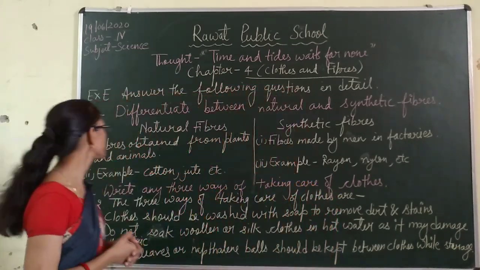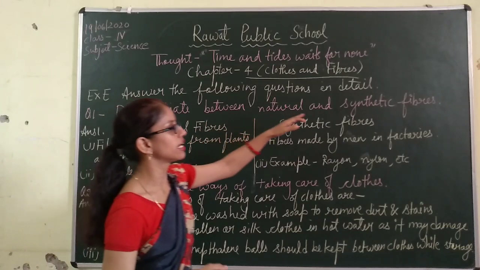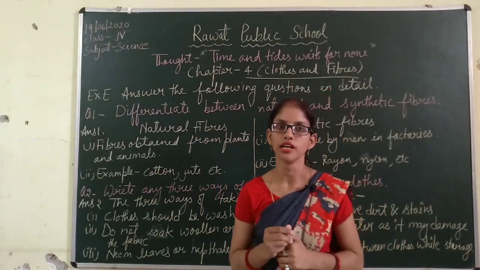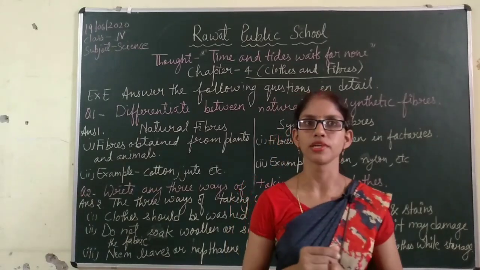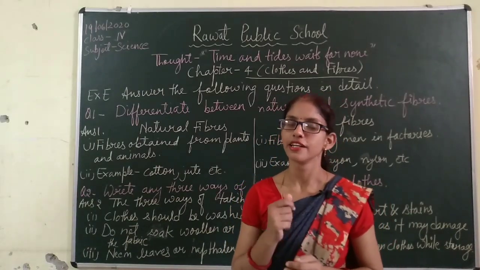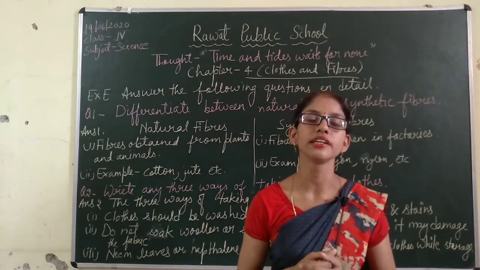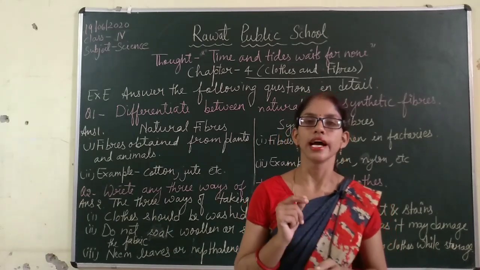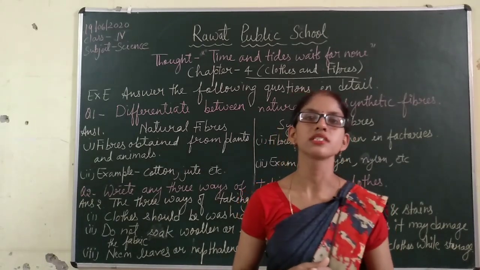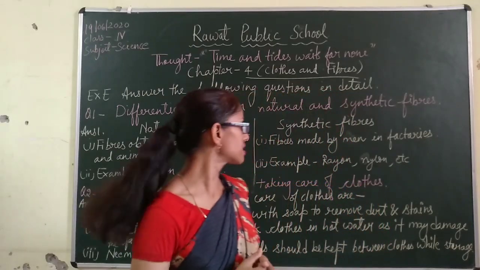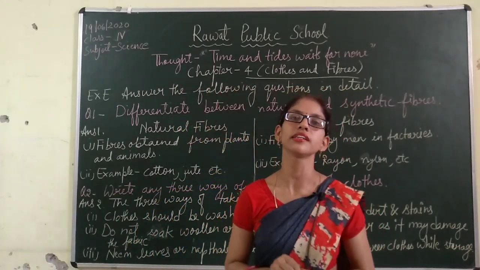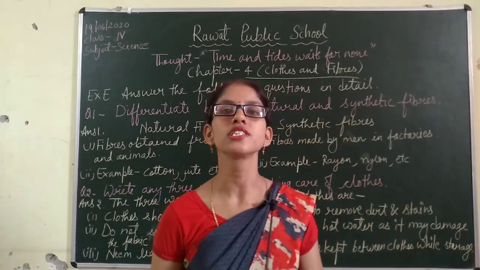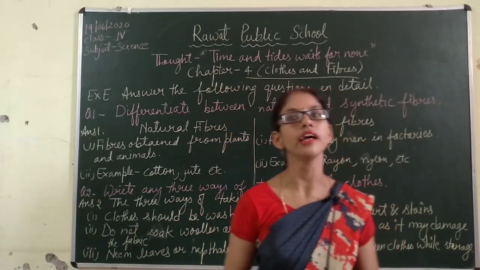So question 1 is: differentiate between natural and synthetic fibers. So students, in this question you have to write the difference between natural fibers and synthetic fibers. In the chapter we have discussed that natural fibers are those that we get from natural sources, for example plants and animals. Examples of these natural fibers are cotton and jute. Next is the synthetic fibers, which are made by humans in factories by using chemicals, and the examples of these fibers are nylon, rayon and acrylic.